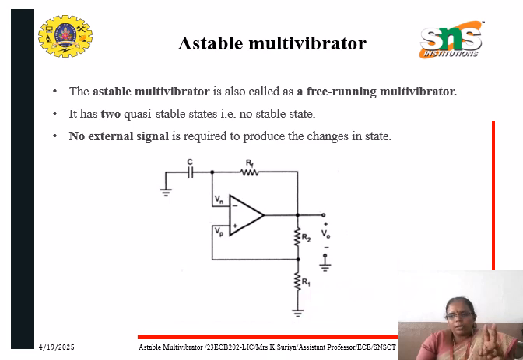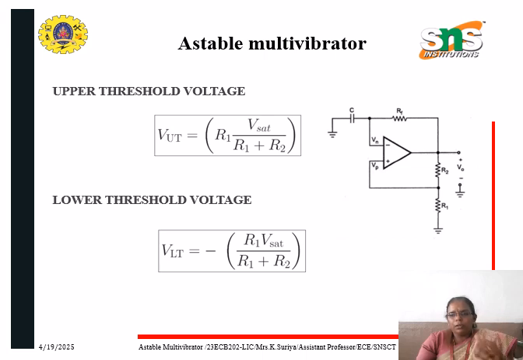So there are two conditions here, upper threshold and lower threshold. So assume that your output is at plus Vsat. So when the output is at plus Vsat, the voltage that is obtained is upper threshold voltage, and when the output is at minus Vsat, the voltage obtained is lower threshold voltage. So first we'll see what is upper threshold voltage. So it is nothing but the voltage at the output into corresponding resistance divided by sum of the resistance. So we have considered that it is plus Vsat.